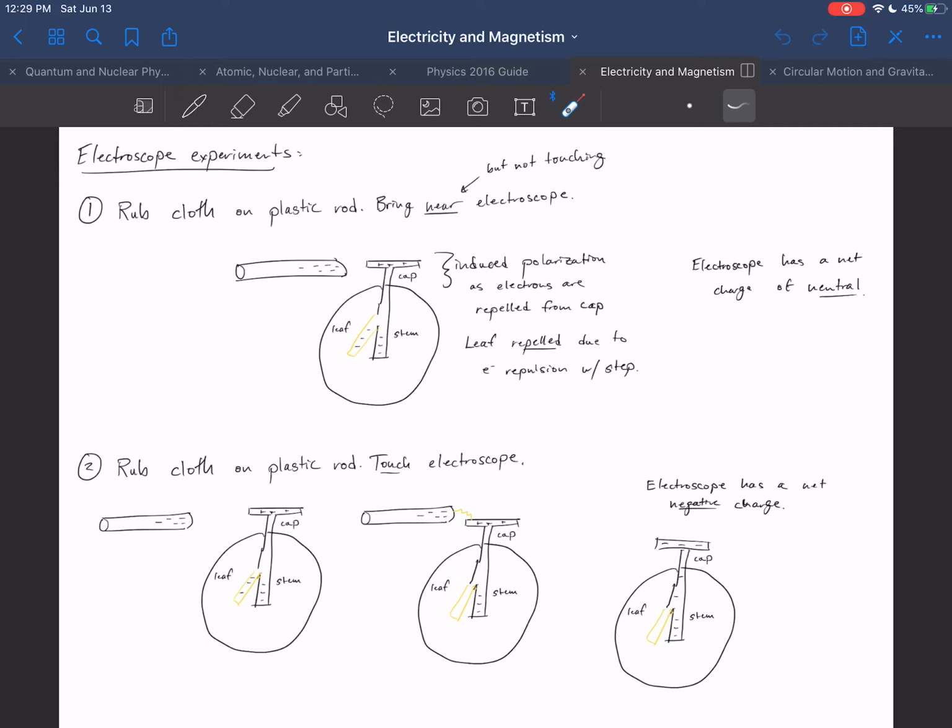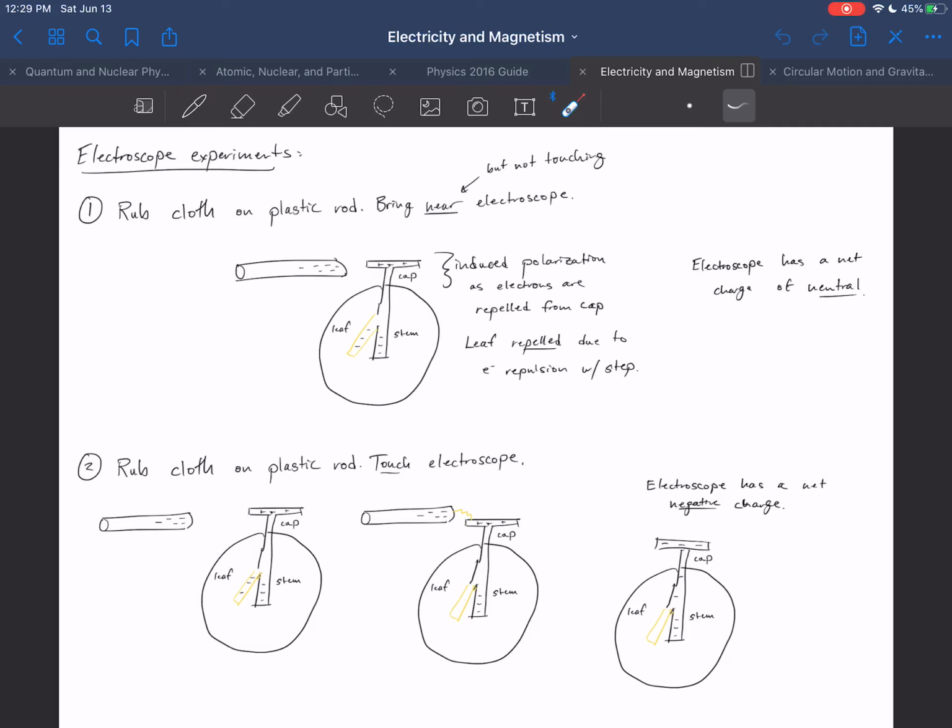In the next experiment, we do the same kind of setup. So we rub the cloth on the plastic rod, and then we do something a little more direct, which is we touch the electroscope. This involves taking the rod and scraping it along the top of the metal cap. In person, when it gets close enough, you will actually hear a tiny little zap, a little case of static electricity as that charge jumps to the metal cap.